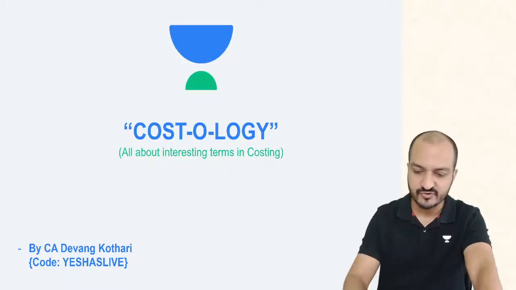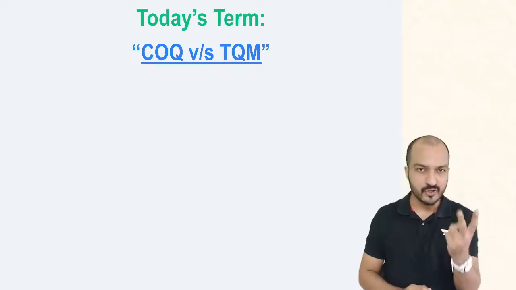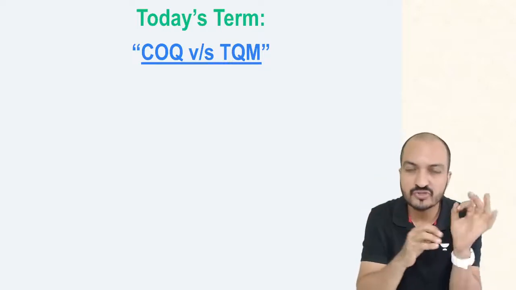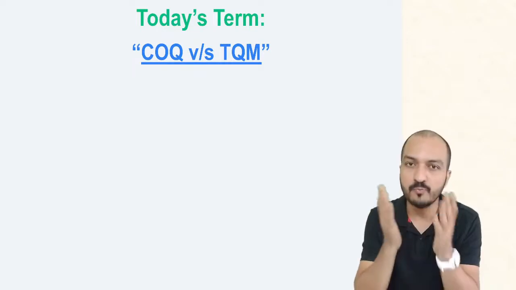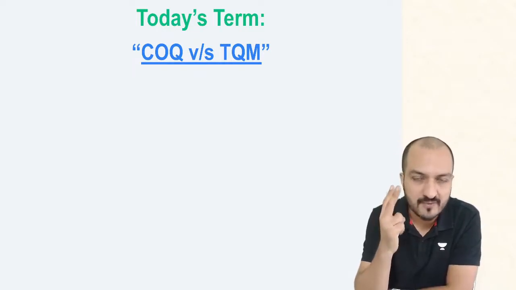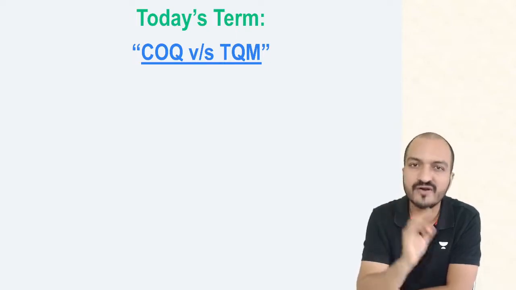So my term for today is a comparison between two terms, COQ and TQM: cost of quality and total quality management. Both these terms are from chapter number 2, where there is a topic about quality management.